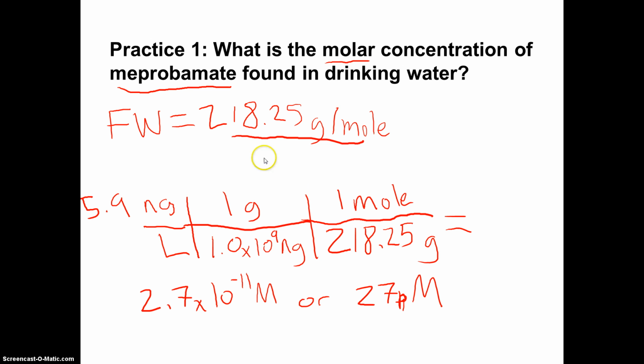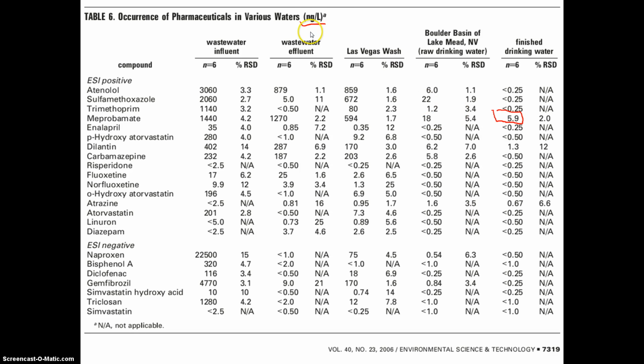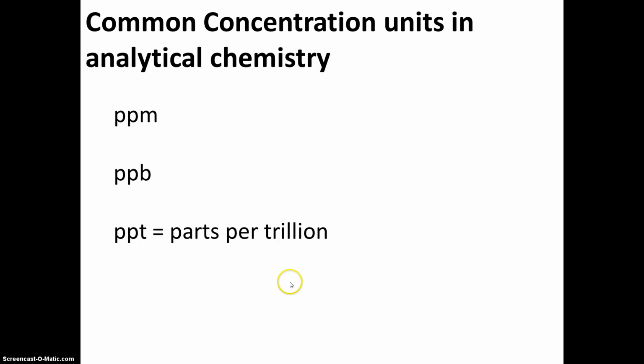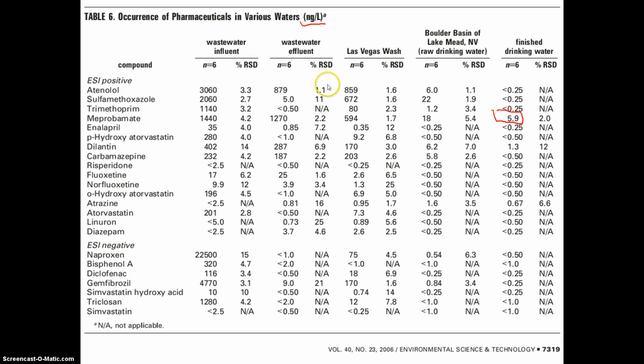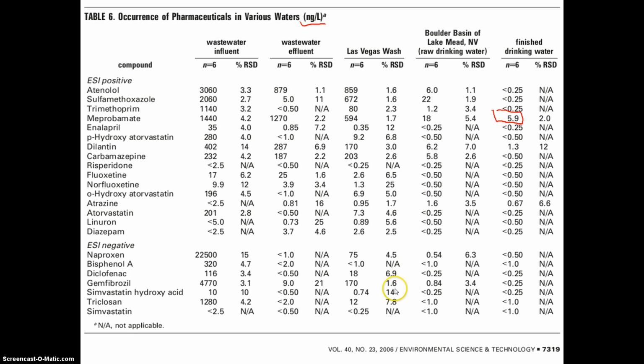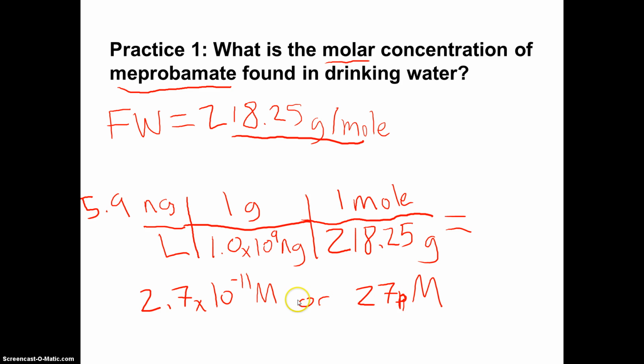Hopefully you can see how we were able to convert from this common analytical term in the environmental situation, nanograms per liter, to molar concentration. If we look back at our previous common concentration units, parts per trillion is actually a nanogram per liter. So we essentially went from 5.9 parts per trillion in the case of meprobamate to 27 picomolar, or 2.7 times 10 to the minus 11 molar.